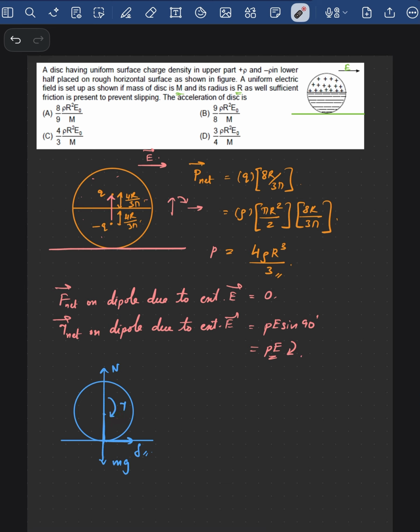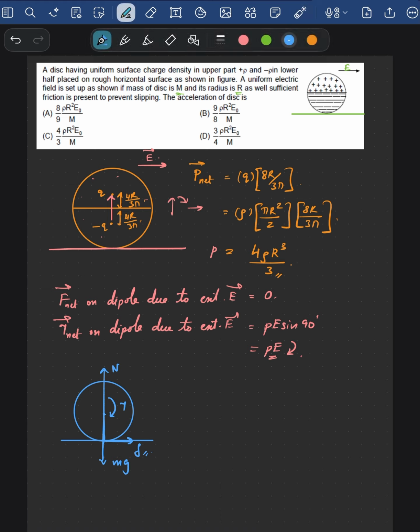There'll be no force acting on this disk, which means only in the presence of electric field, this disk will rotate in the clockwise direction, but it will not move forward. This point will be slipping backwards if there was no friction. So friction is present. Friction will try to prevent slipping, so friction will be acting in the forward direction over here.